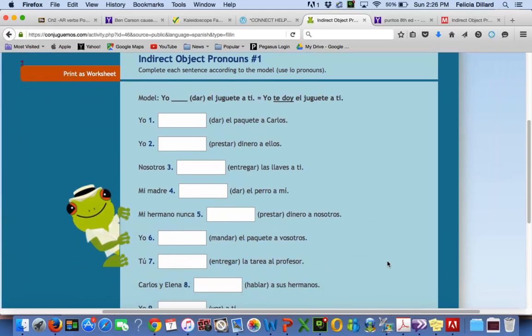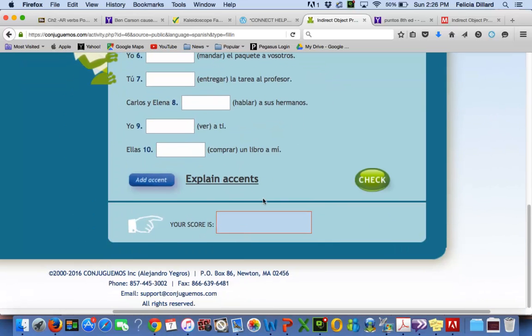And this is just like the activity that we did. You'll use the present tense in these. So yo dar el juguete a ti, yo te doy el juguete a ti. And so you can go through these and practice, and then you can check your work and it will give you feedback, tell you if you're right or wrong and what the correct answer is.